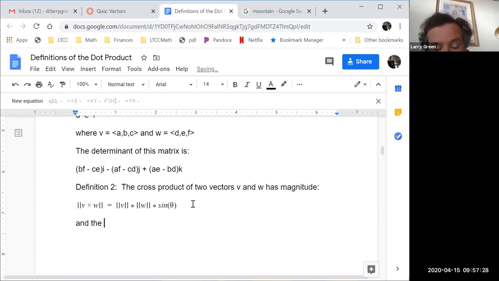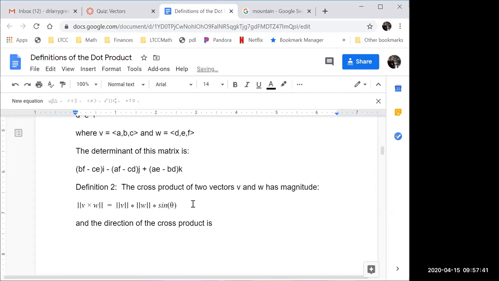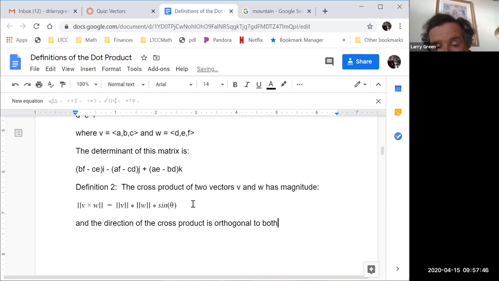And the direction of the cross product is orthogonal to both V and W. Let me ask you, is that enough to know exactly what this vector is? What do you think?